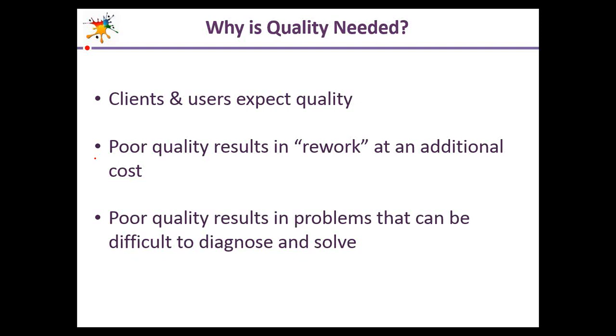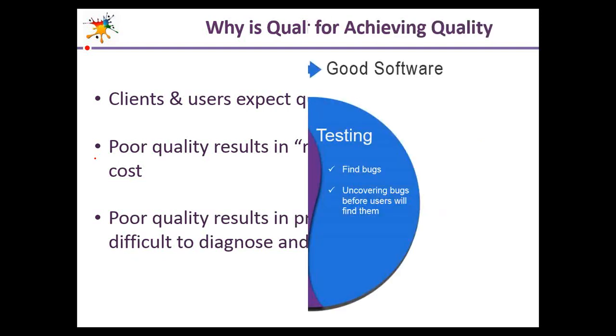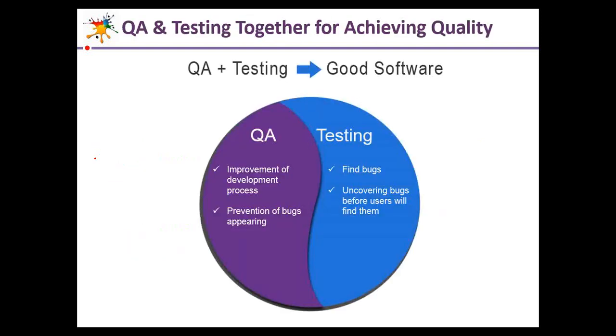So now we are done with the definition of what is quality and why we need quality. And obviously when these two questions are asked, the next obvious question that comes to mind is how to achieve quality. So now let us discuss how the combination of quality assurance and testing helps us in achieving quality. As you can see in the picture, QA plus testing gives rise to good software.